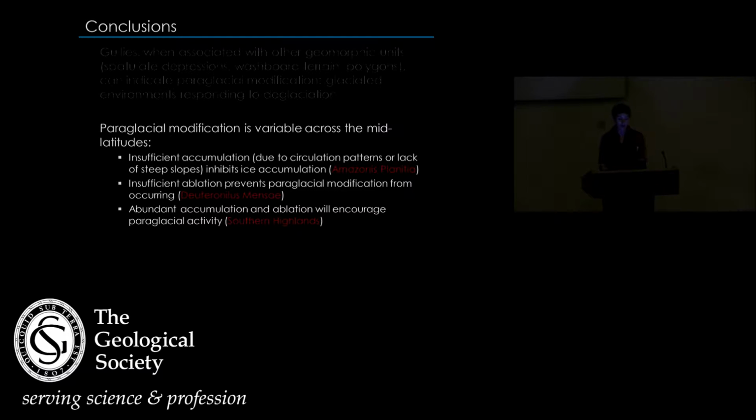If you have a lot of accumulation but not enough ablation, you might be inhibiting your periglacial response just because there's not any crater wall area to modify. And finally, if you have abundant accumulation and abundant ablation, this could apparently encourage periglacial activity.